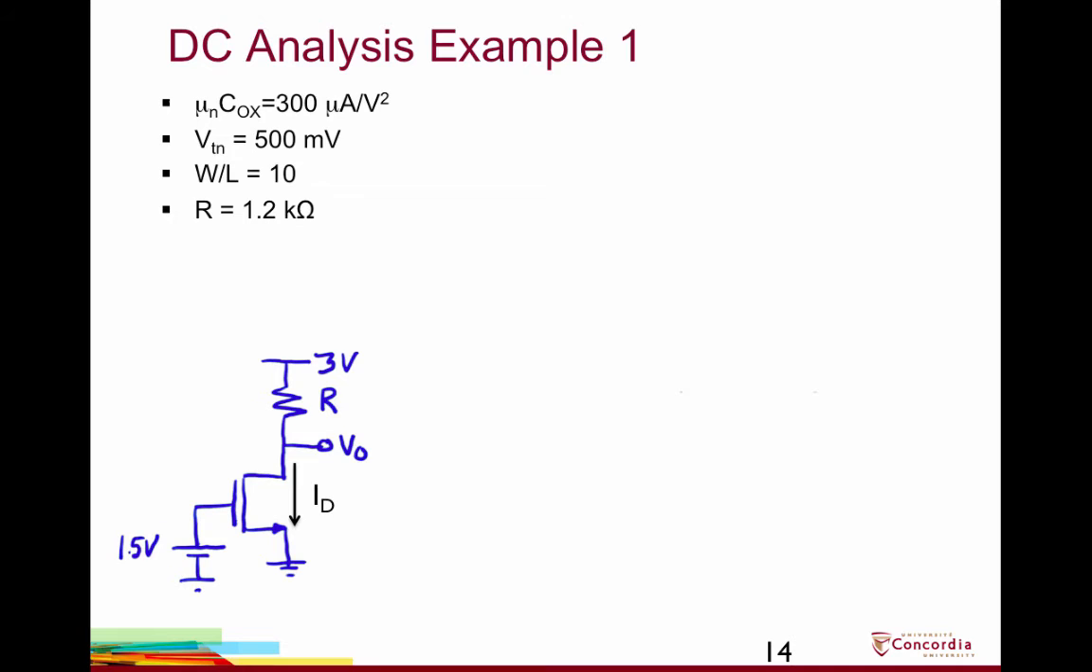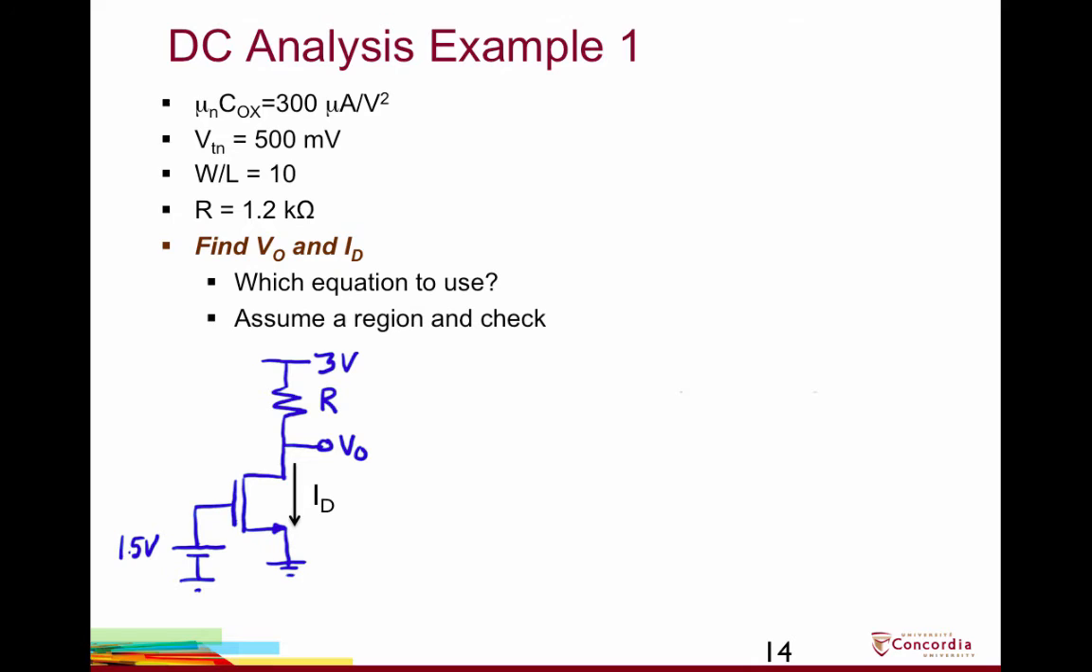Okay, let's see what we did. We want to find Vout and ID. What equation should we use? We have triode and we have saturation. Well, what we're typically going to do is assume a region of operation and then check to see if our assumption was valid. So here's the equation for ID in saturation.